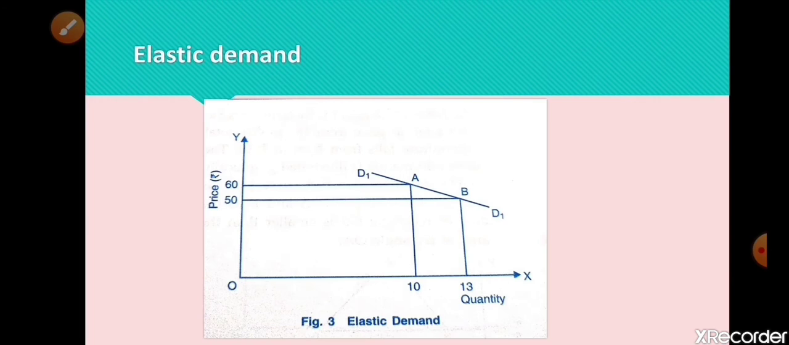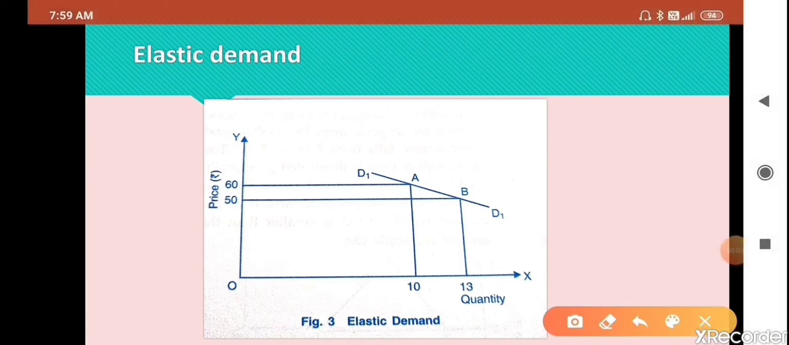So if we are discussing elastic demand, when a fall in the price of the commodity results in an increase in the total expenditure, and a rise in the price leads to a decrease in the total expenditure, the elasticity of demand will be greater than 1. So elastic demand we are discussing is greater than 1.